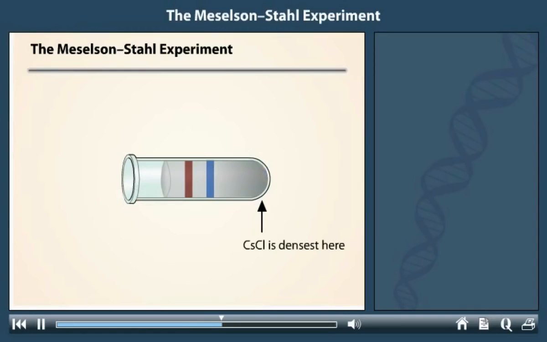Which band of DNA contains the heavy isotope, N15, of nitrogen? Click on the correct band.